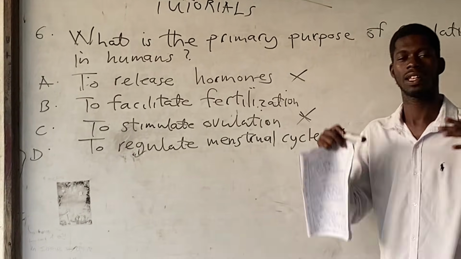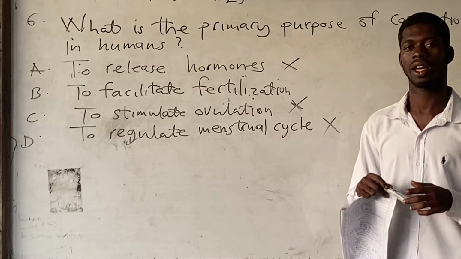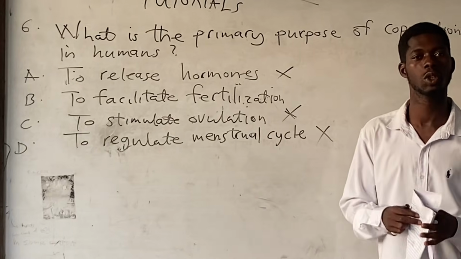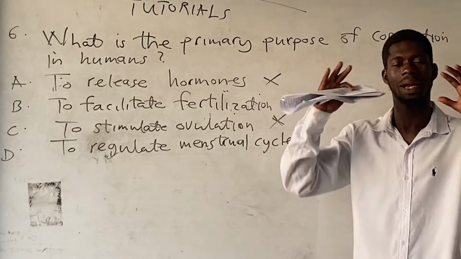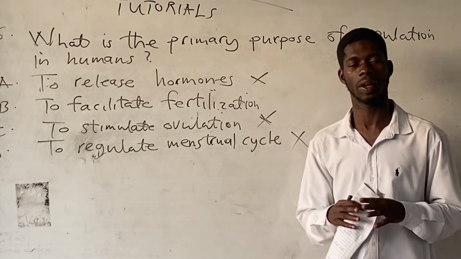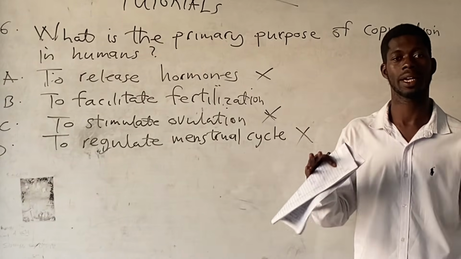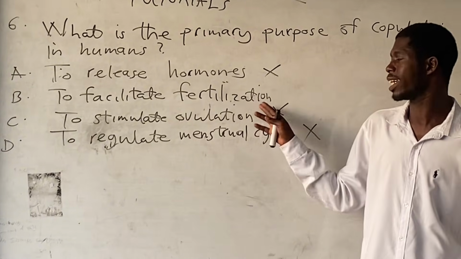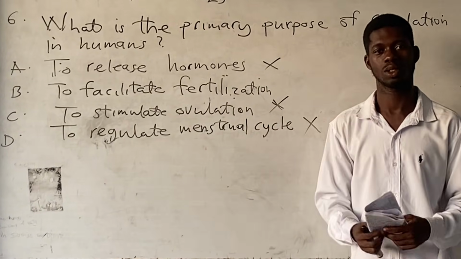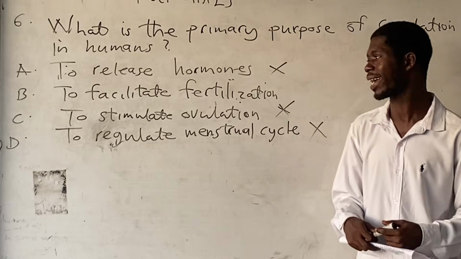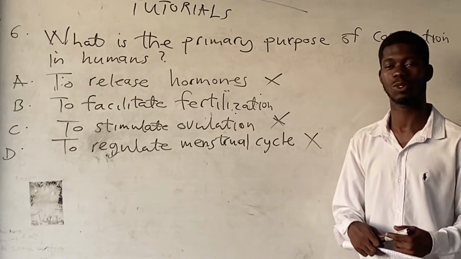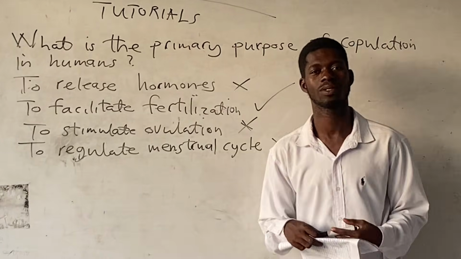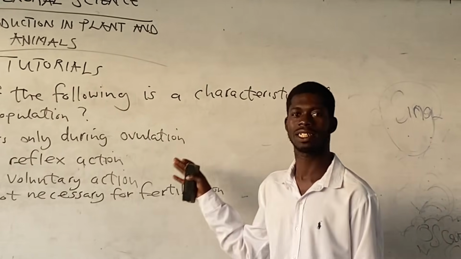Okay. Then to facilitate fertilization, yes. So we have sex to facilitate fertilization, to produce a baby. That's the primary purpose for copulation, or having sex. So the right answer for question number 6 is B. Thank you.